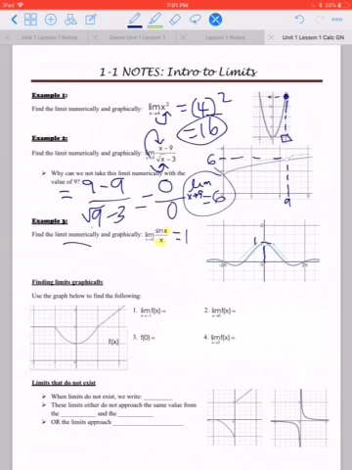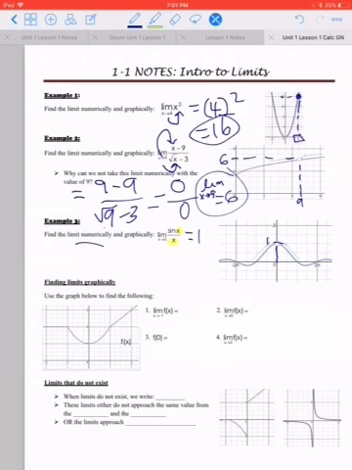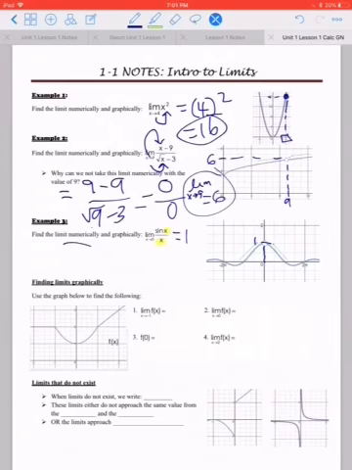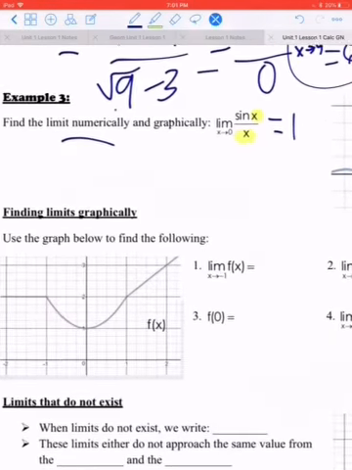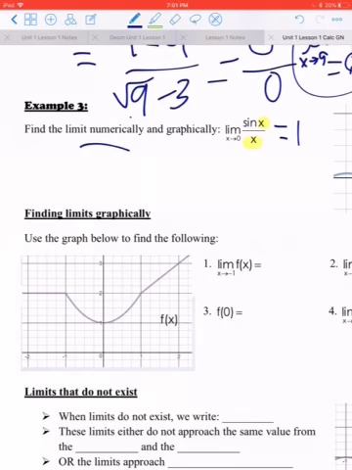Okay, so we're going to use the graph to find the following, and then we will talk about limits that do not exist. We should just be able to go to the x value and figure out what the y value would be. So as x approaches -1 here for number 1, here's -1 on the graph, and what is the y value? 2. So that limit is 2.